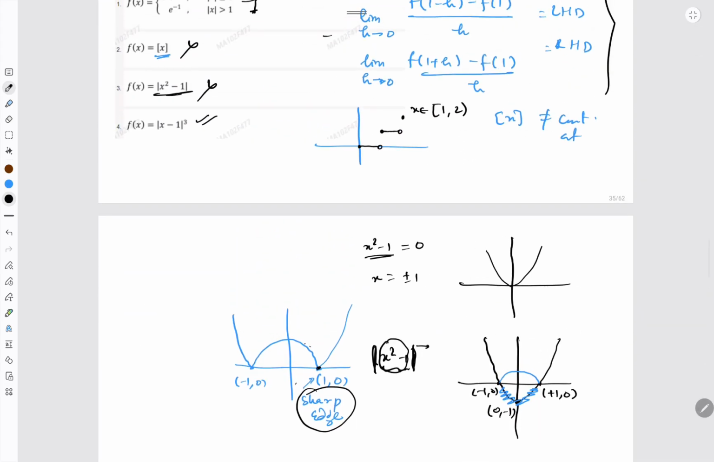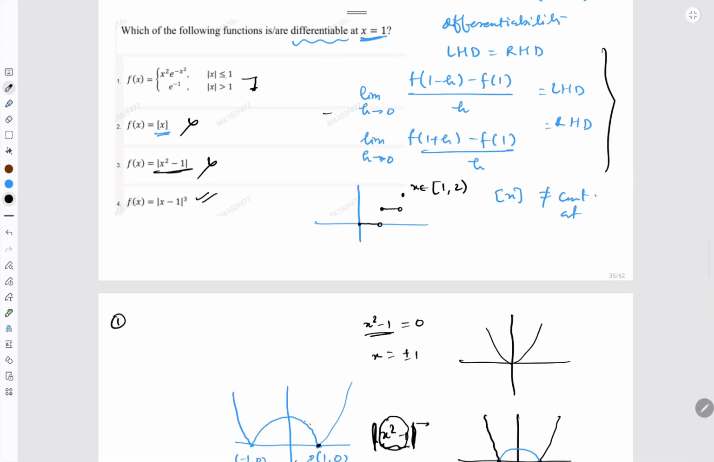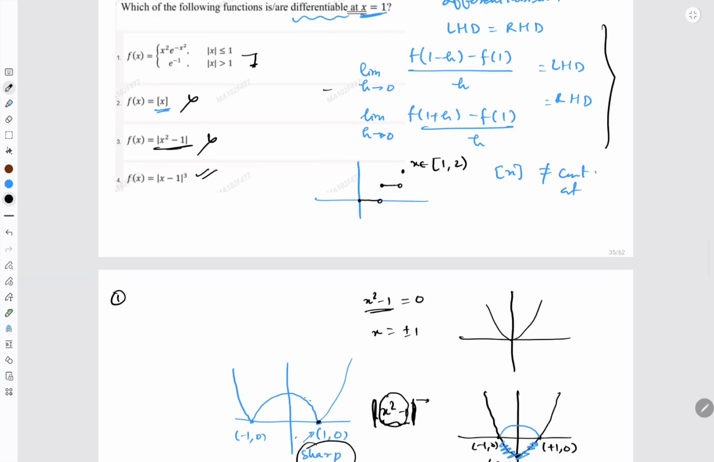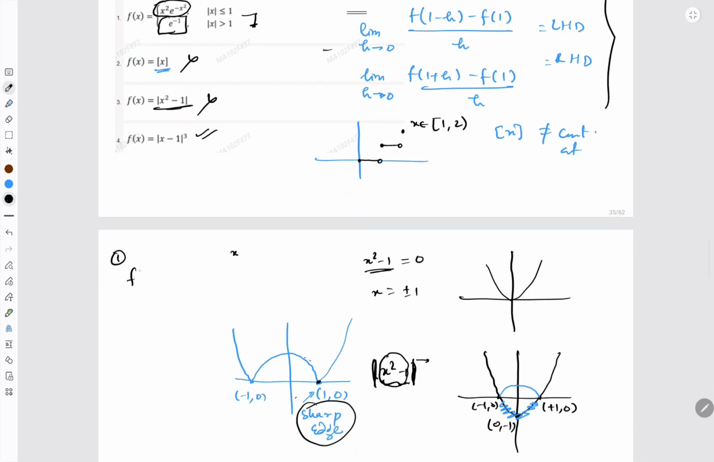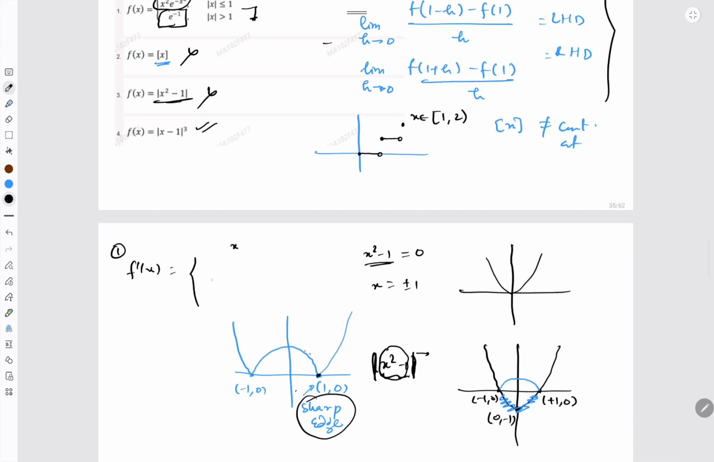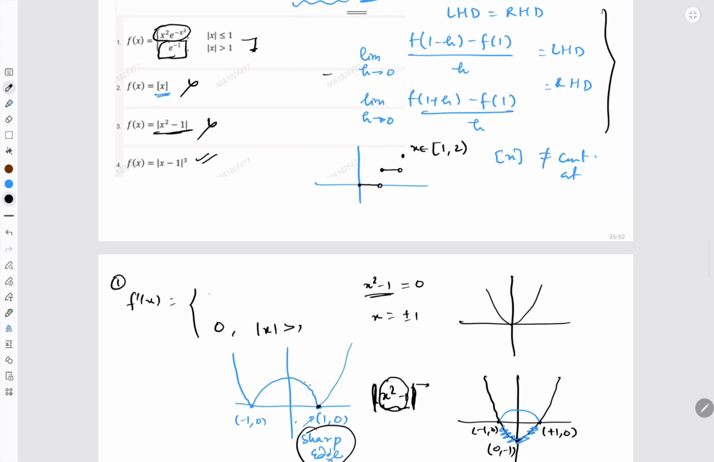Similarly, I can do it for option 1. For option 1, I have the left part of the function. For mod x greater than 1, I have a definition, that is for x belonging to 1 to infinity. For x in between minus 1 to 1, I have another definition. So for the left part, I can use this function, and for the right side of 1, I can use this function. So f dash of x is basically 0 for the right part, and for the left part, I can take the derivative: 2x e raised to the power minus x square minus 2x cube e raised to the power minus x square.